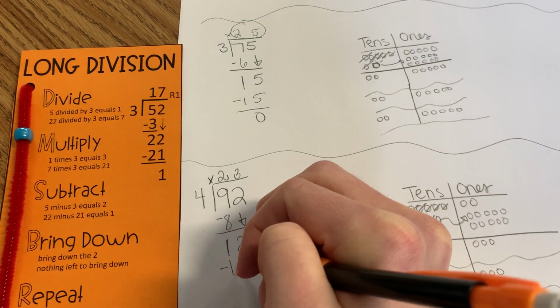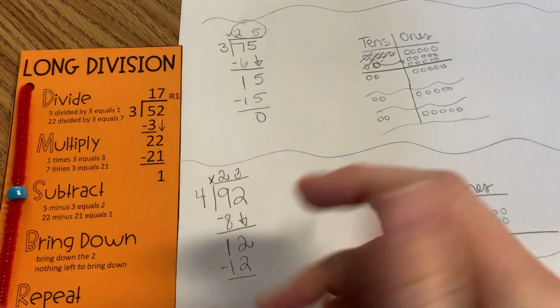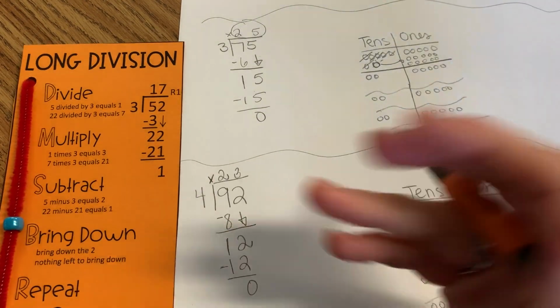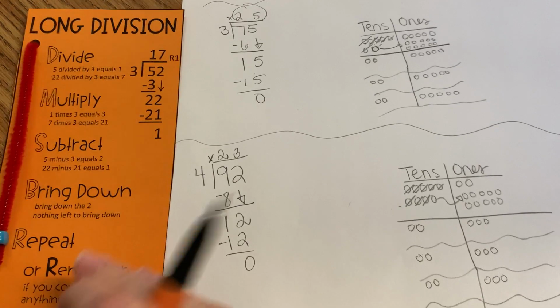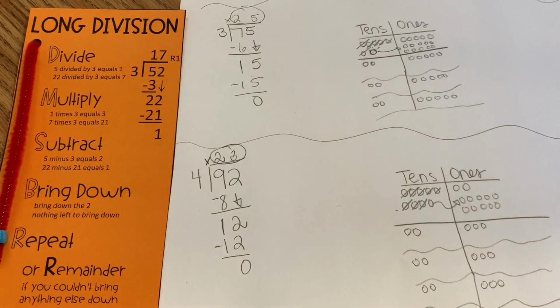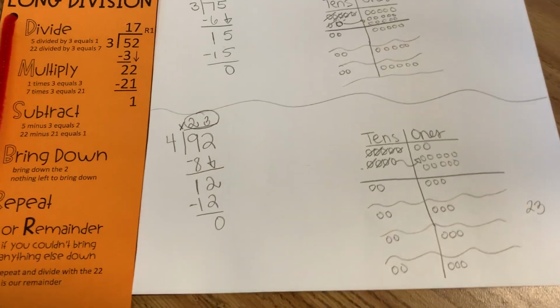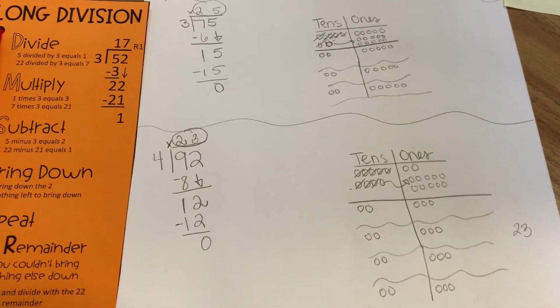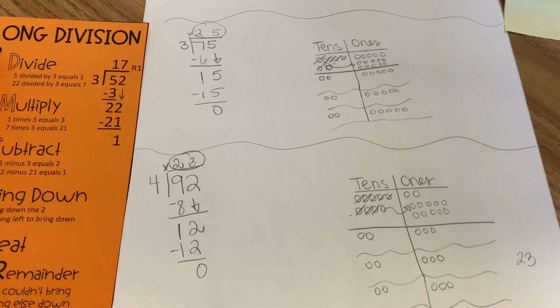4 times 3 gives me 12. Now I'm going to subtract. I have 0. There is nothing else to bring down. There is no need to repeat, and there's no remainder. So my answer is 23. So that is what happens when things don't go in evenly. And sometimes you have to move things over with a ten.